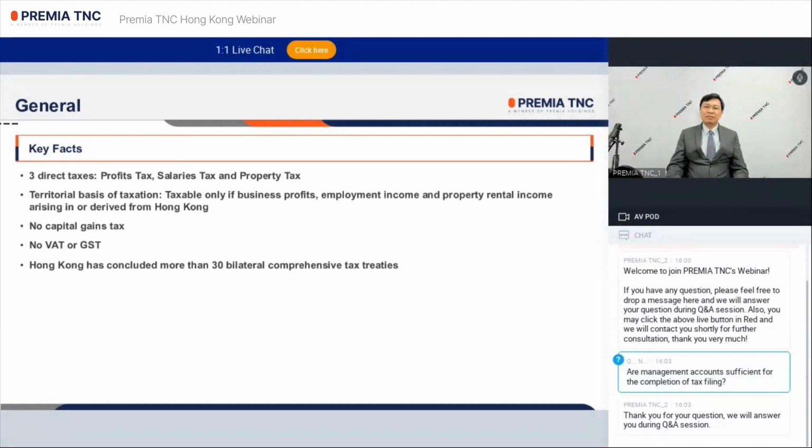Hong Kong adopts a territorial basis of taxation. That means only business profit, employment income, and property rental income arising in or derived from Hong Kong is taxable. Moreover, Hong Kong has no capital gains tax, no VAT and GST. Currently, Hong Kong has concluded more than 30 bilateral comprehensive tax treaties.